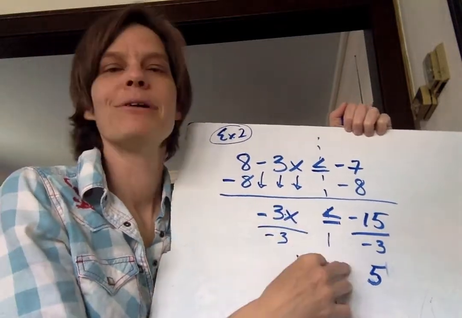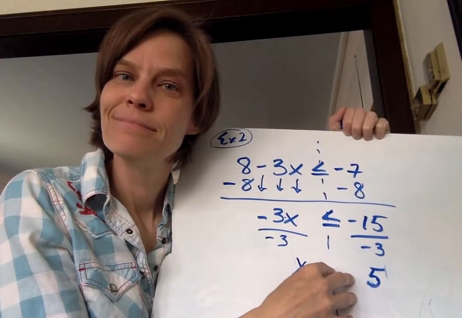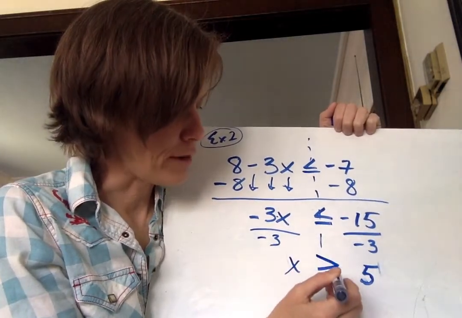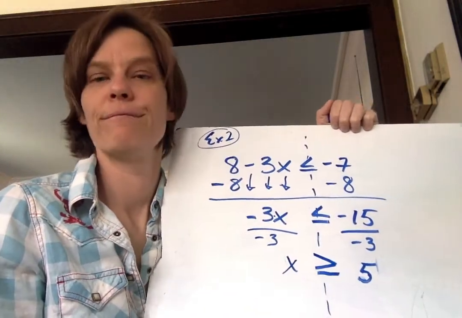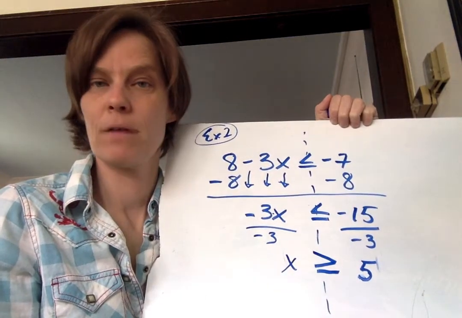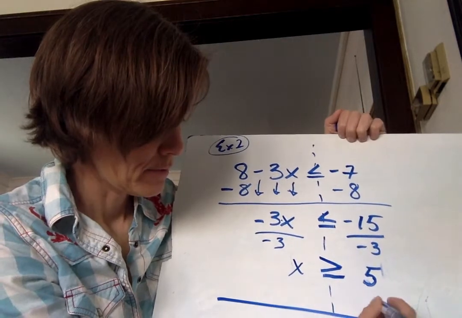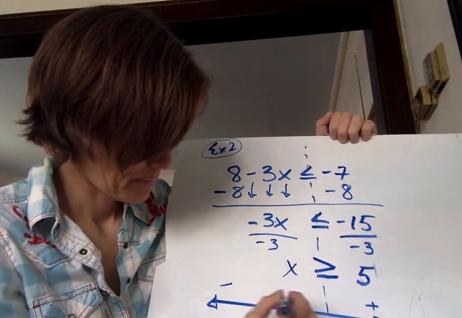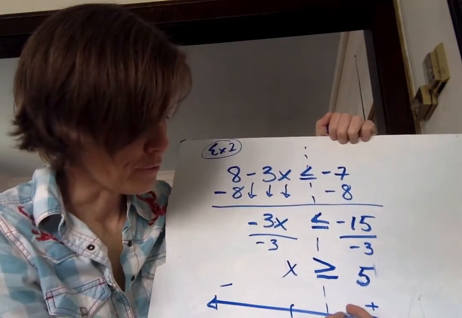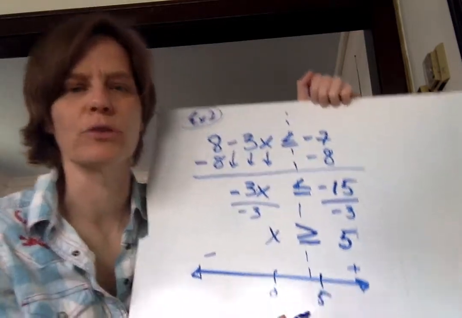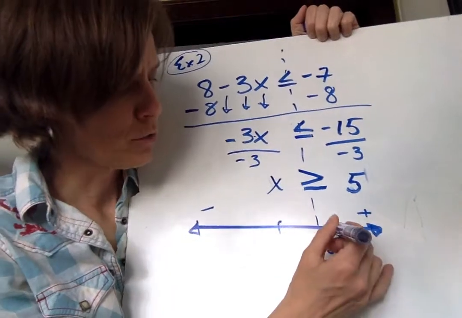You have to flip the sign. Okay? So it becomes x is greater than or equal to 5. Now, if you want to number line this bad boy, you go to 5, right? Well, either way, it's or equal to, so we make our circle.